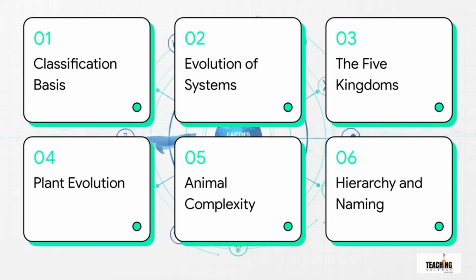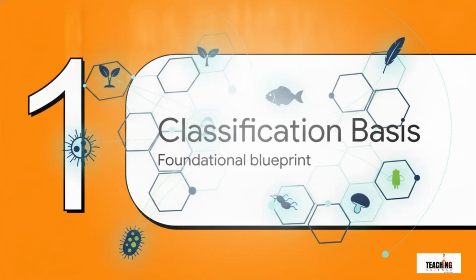So here's our roadmap for mastering this chapter today. We're going to cover the classification basis, the evolution of systems, the 5 kingdoms, plant evolution, animal complexity, and finally, hierarchy and naming. Let's dive right into Section 1, classification basis. This is our foundational blueprint.